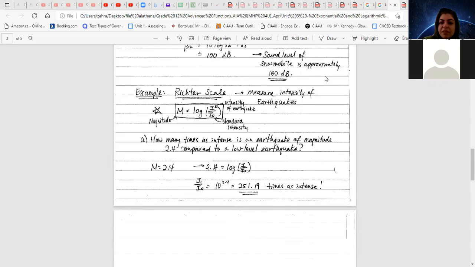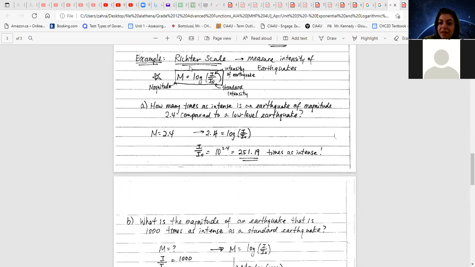So we have another application, which is the Richter scale. Richter is a scale that you use to measure an earthquake. You might have heard in the news that it is 5 Richter, 4 Richter, 3 Richter, right? So M, the magnitude on the Richter scale, is equal to log of I divided by I0. I is the intensity of the earthquake. I0 is a standard intensity of the earthquake, because it's a low level intensity.